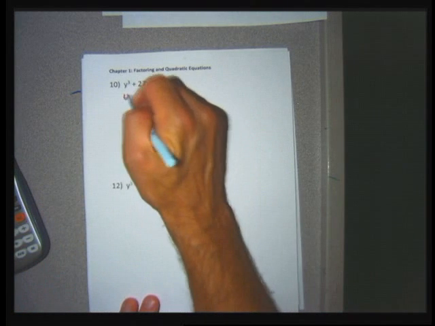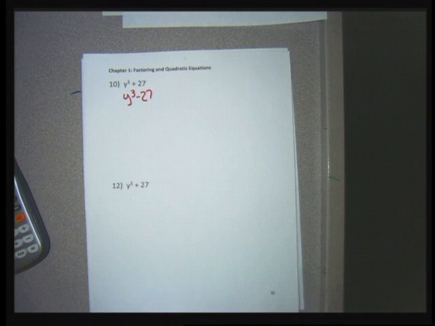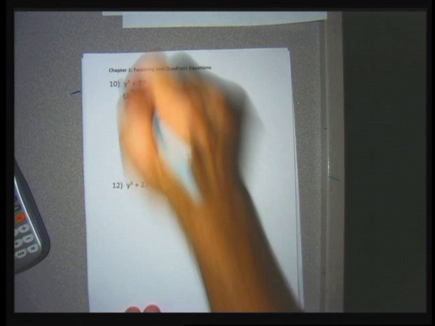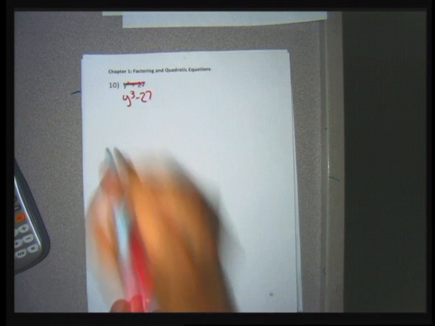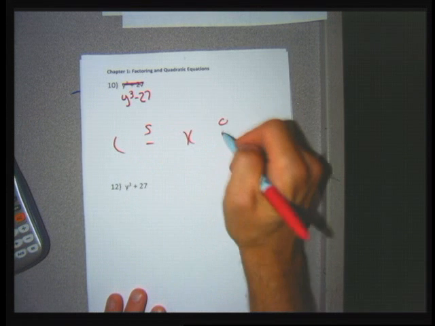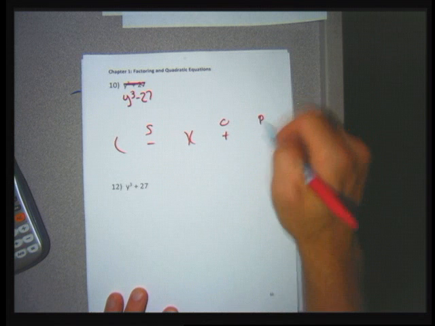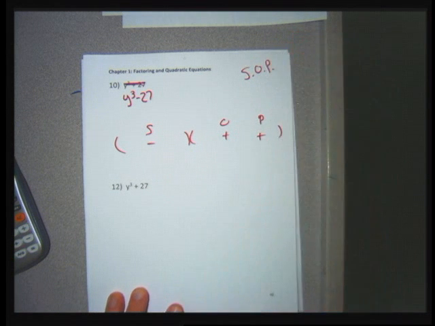Hey, 10 and 12 look remarkably similar. I'm going to change 10 to be y cubed minus 27, because otherwise I'd have two of the same problems. So I'll change that so when you print it out you don't see that. So, template, signs: same sign as the minus, opposite sign of minus is plus, and plus is always plus at the end. Again, it's same, opposite, plus.